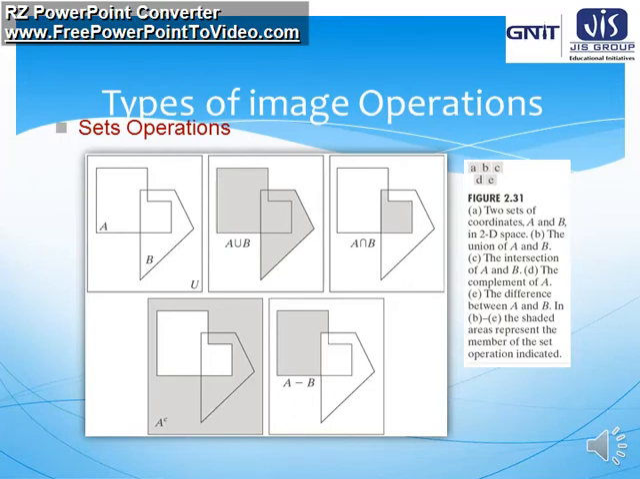Here two sets of coordinates A and B in 2D shapes have been given. The union of A and B has been taken in the next image. In the third image, the intersection of A and B has been taken, and for the fourth image, the complement of A has been taken, and for the last image the difference between A and B has been taken, and these have been given in either clear white area or shaded area. So these are the different set operations on images having two different areas.